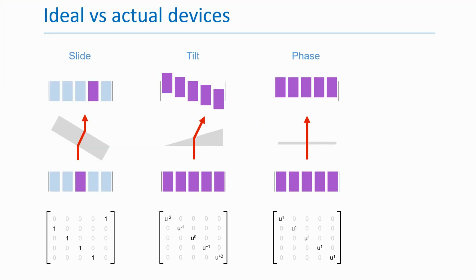These are the 3 basic transformations: slide, tilt, and phase, and each one corresponds to an optical device. But more precisely, these transformations describe ideal devices. In practice, actual devices behave differently and the picture becomes more complex.